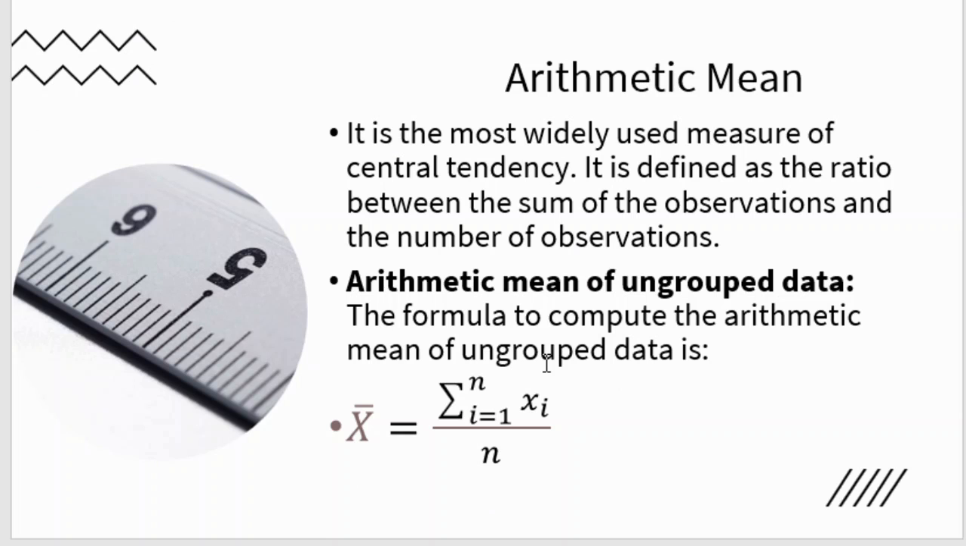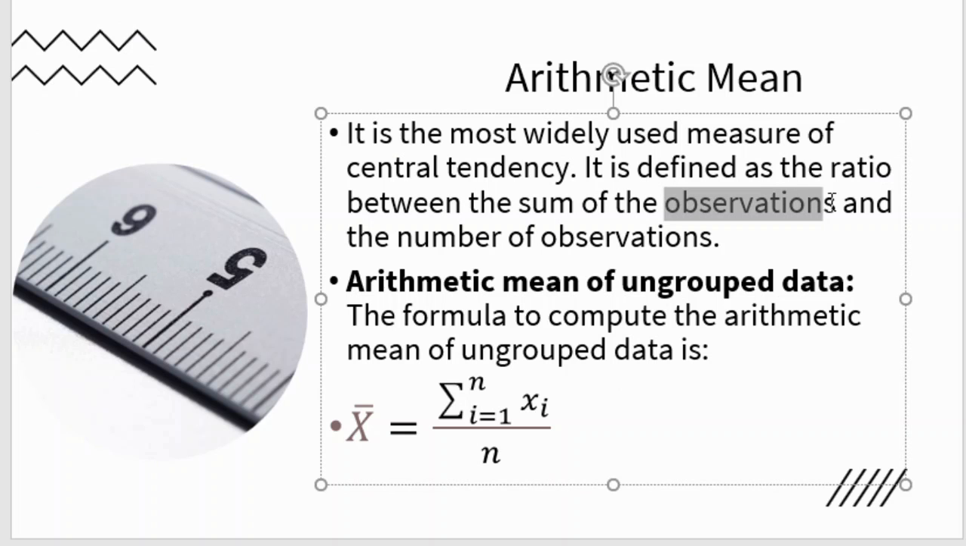So first of all, the arithmetic mean. It is the most widely used measure of central tendency. It is defined as the ratio between the sum of the observations and the number of the observations. It will be clearer with an example. You can denote the arithmetic mean using this formula.